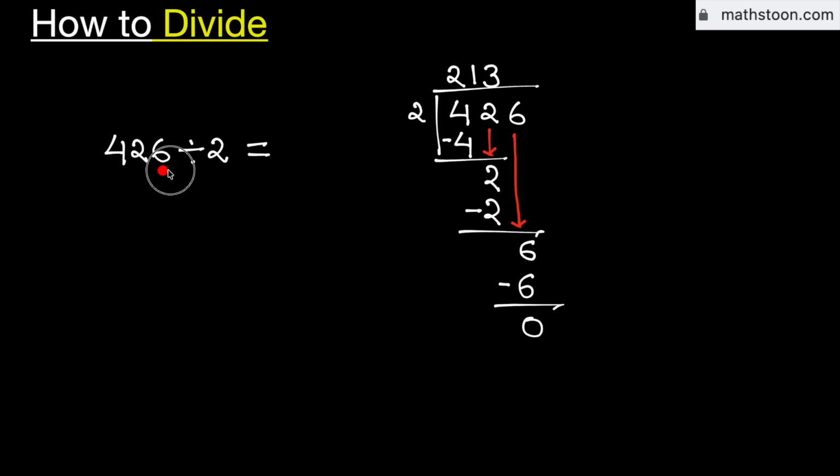Therefore, 426 divided by 2 is equal to 213. And this is our final answer.